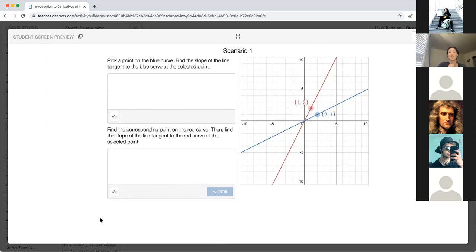So let's take a look at scenario 1 here. All right. So pick a point on the blue curve, find the slope of the line tangent to the blue curve at your selected point, and then find the corresponding point on the red curve and find the slope of the tangent to the red curve at that selected point. Okay, so this is where I'd like you to play around on yours. Pick a number, pick your favorite number. I bet among the class we have a lot of different favorite numbers, so it would be really nice if not everyone picked 1, 2 and 2, 1.